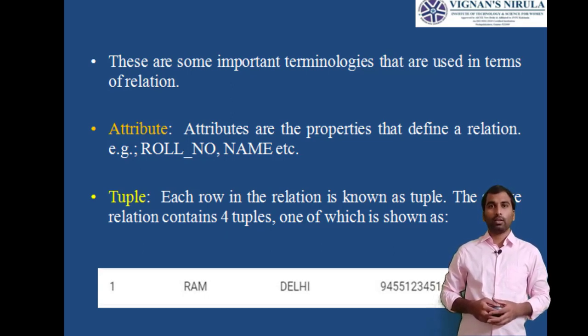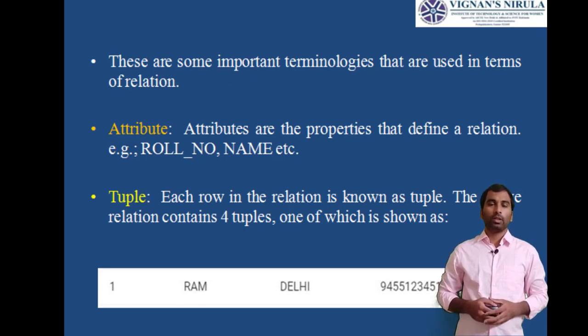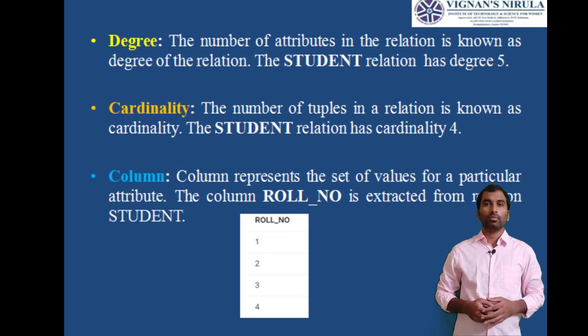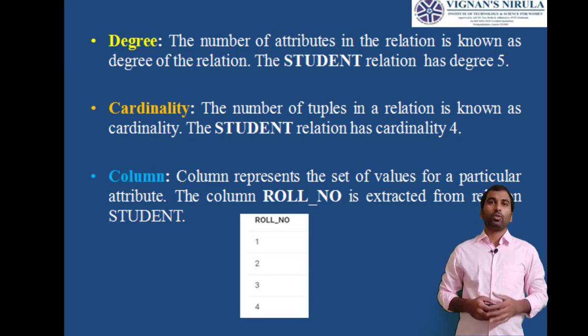Next one is tuple. Each row in the relation is known as a tuple. The above relation contains 4 tuples. The next one is degree. The number of attributes in a relation is known as the degree of a relation. In the previous relation we have 5 attributes, so the degree of the student relation is 5.